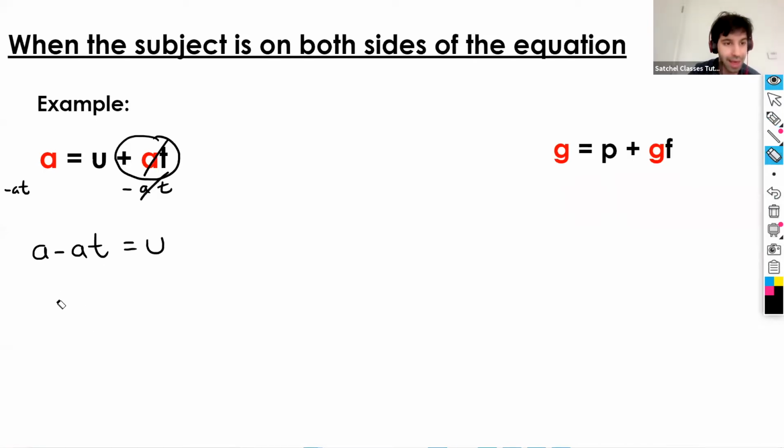So we'll skip that for now, as it wouldn't really help us. What we would have to do is to factor out A. So we have to factorize this expression over here on the left-hand side of the equation. To do that, we want to find the highest common factor of the two terms. The highest common factor is going to be A, because A is in both of these terms. A goes into A and A also goes into AT.